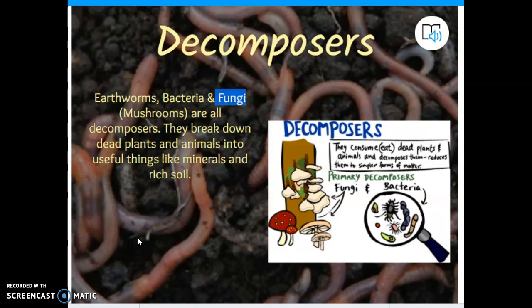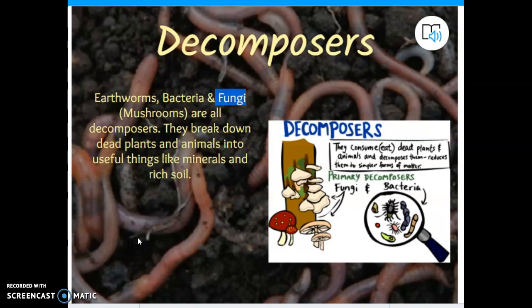It's important to know that they take dead plants and dead animals and they break them down. They release the nutrients and the minerals that are stored inside of them back into the atmosphere and into the soil. And when you have something decomposed and it's broken down and decomposers are in the area, the soil in that area is very, very rich.